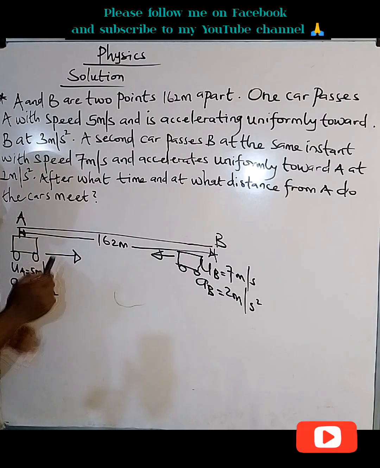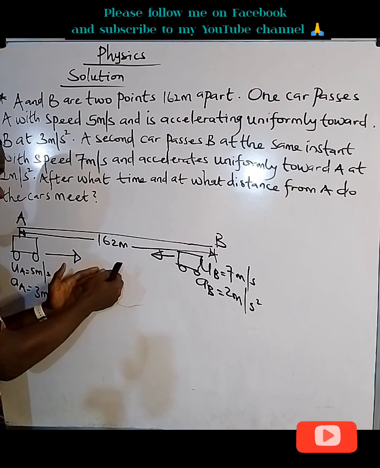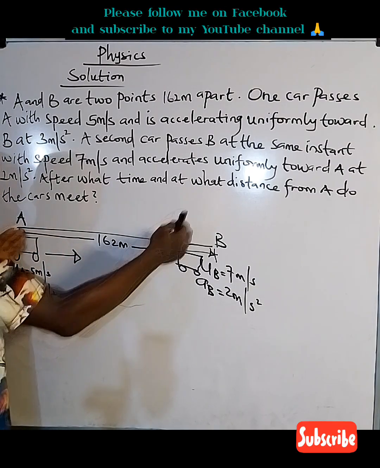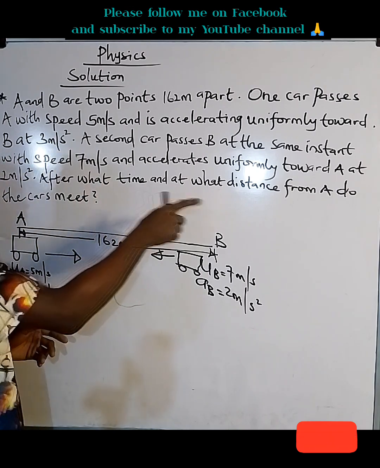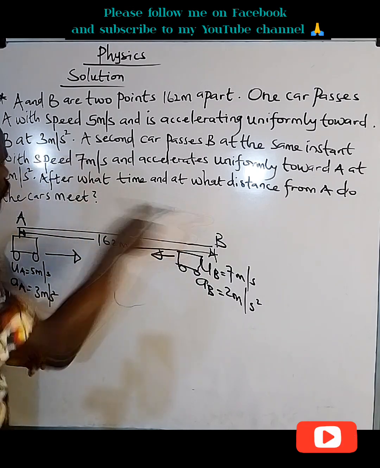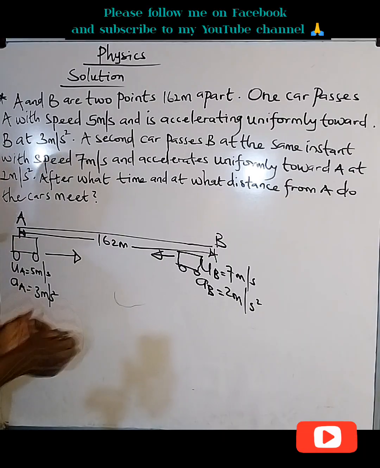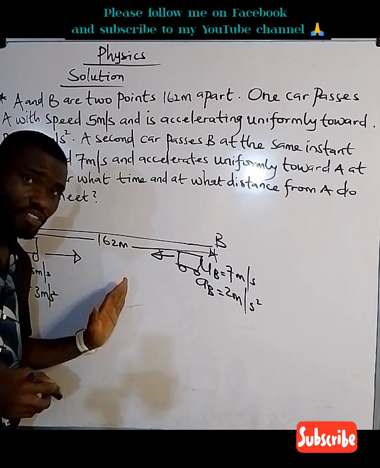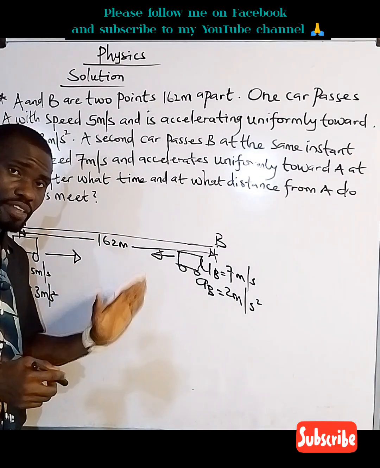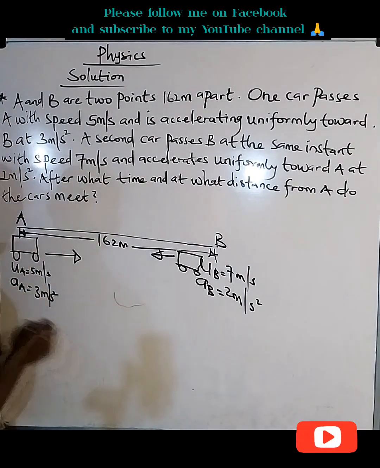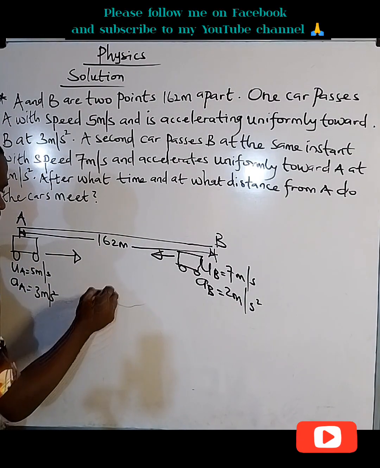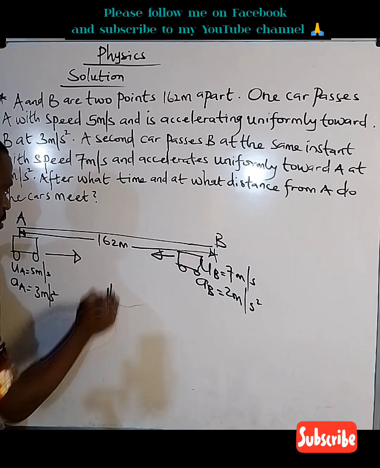So it definitely means that they will get to a certain point in between these two checkpoints, and they will meet in between them. So after what time and at what distance from A do the cars meet? So we don't really know. They didn't tell us the very point where these two cars meet, but we're very much aware that they will meet somewhere in between. So let's assume that they both meet at this very point.